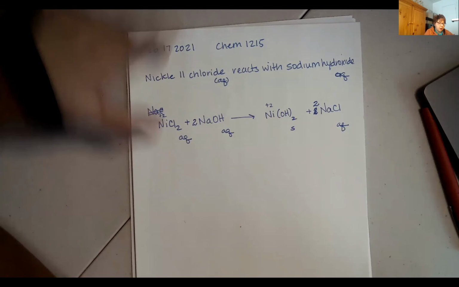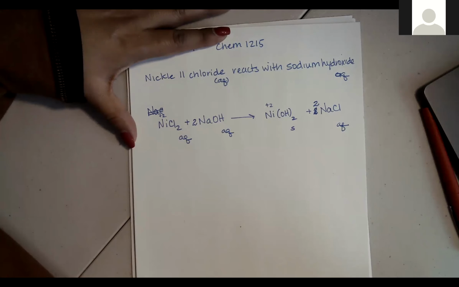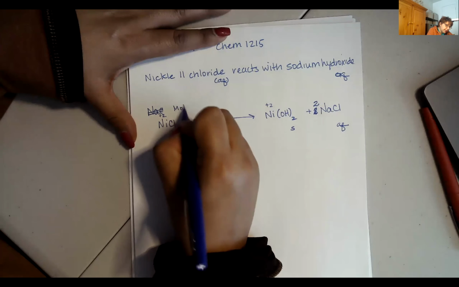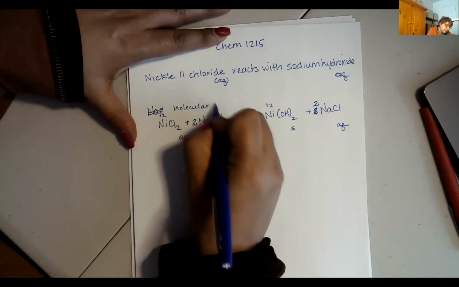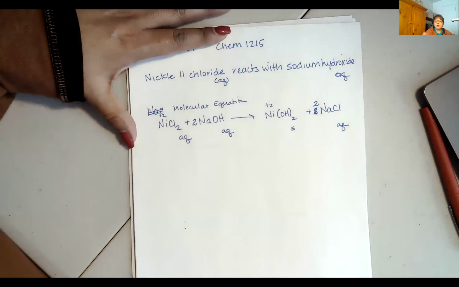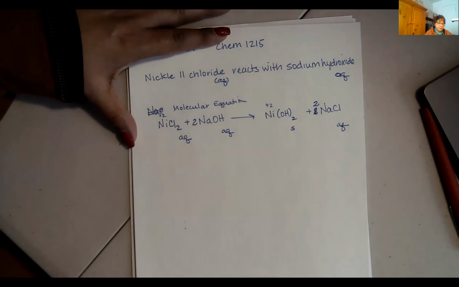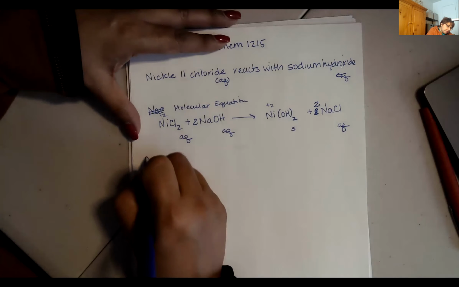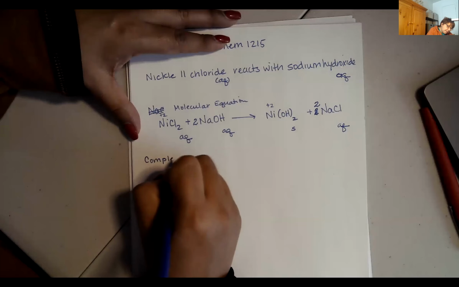So here is what we call our molecular equation. What we write right here is often referred to as the molecular equation. The regular old balanced chemical equation. The molecular equation includes everybody. From the molecular equation, I can write what's called the complete ionic equation.